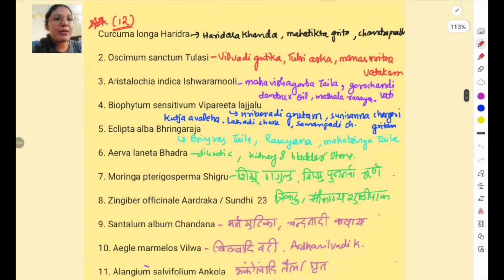In the syllabus there are mainly 12 antitoxic plants given, and I have mentioned all of them along with their particular important formulations. So when you go to this PPT, you can see this point from here.